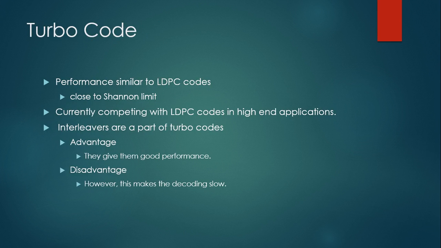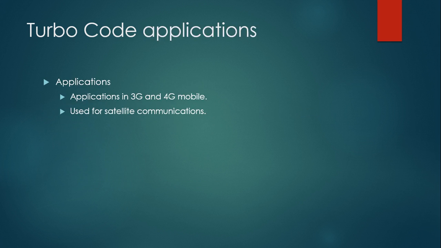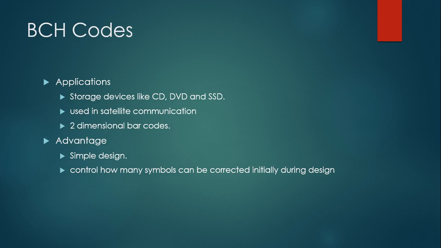So now I'll discuss turbo codes. The performance of turbo codes is similar to LDPC codes, and they are very close to the Shannon limit. And turbo codes are currently competing with LDPC codes for high-end applications. Interleavers are a big part of turbo codes. The advantage of interleavers is that they give very good performance. The disadvantage is that it makes the decoding process very slow. And like I discussed, the turbo code applications would be in 3G and 4G mobile, and they are also used in satellite communications.